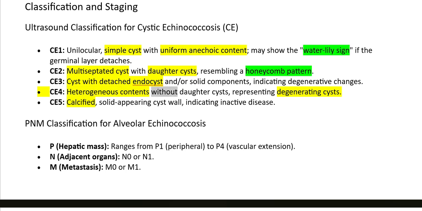CE4, heterogeneous contents without daughter cysts, representing degenerating cysts. CE5, calcified, solid-appearing cyst wall, indicating inactive disease. P-N-M classification for alveolar echinococcus. P, hepatic mass, ranges from P1, peripheral, to P4, vascular extension. N, adjacent organs, N0 or N1. M, metastasis, M0 or M1.